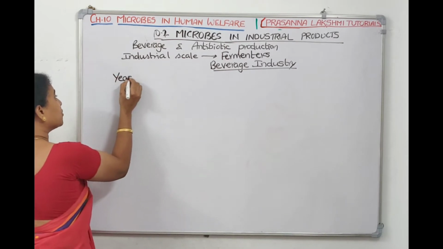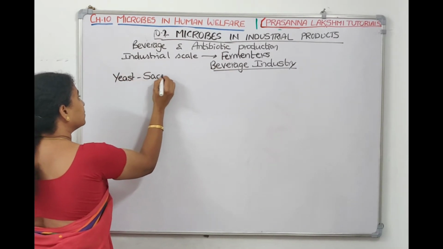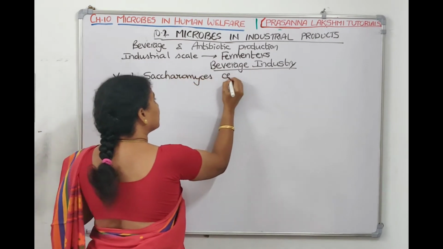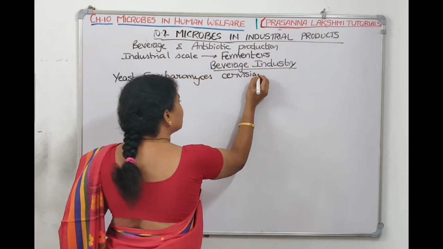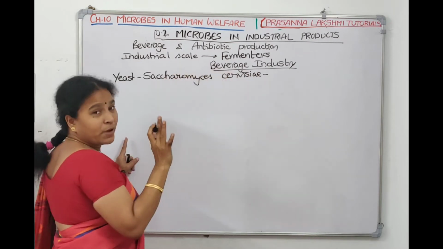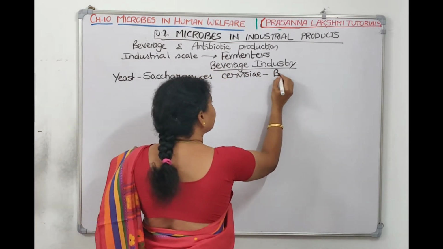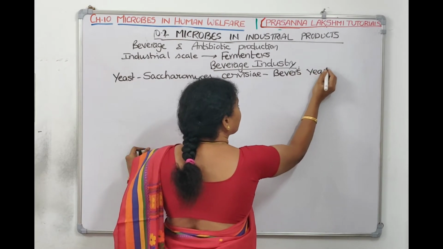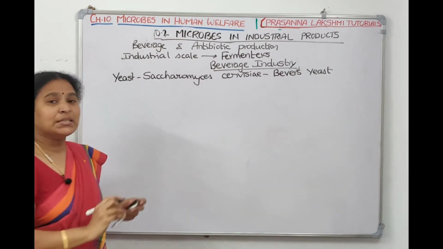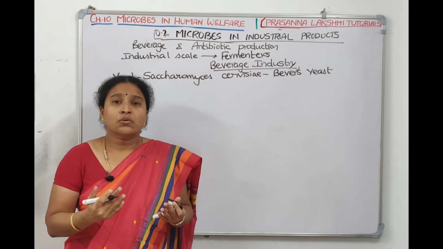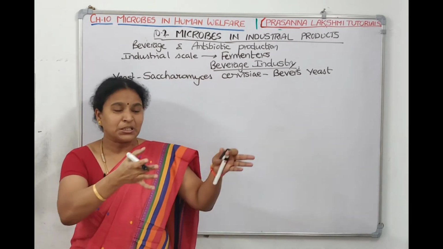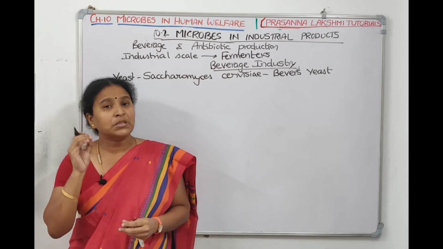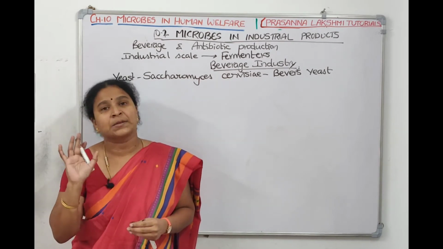So the yeast which is called as Saccharomyces cerevisiae, which is used in brewage industry, so it is called as brewer's yeast. Now what it will do? So it will convert the sugars which are present in the raw material into alcohol and carbon dioxide by producing an enzyme called zymase.